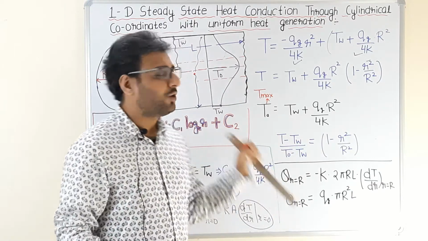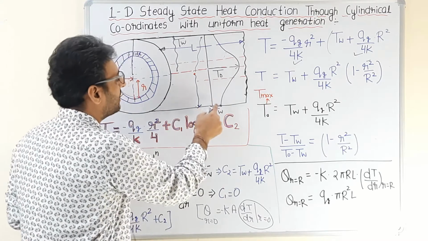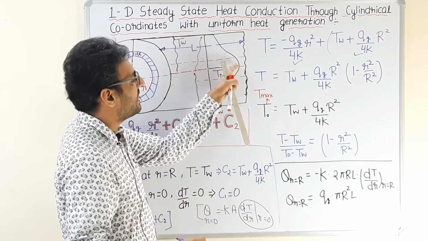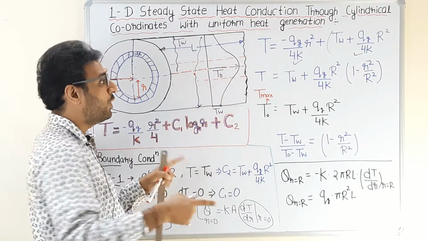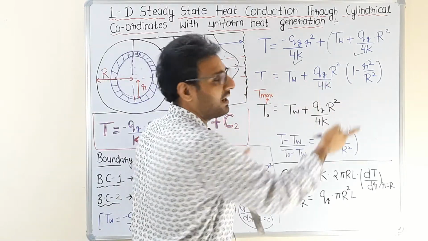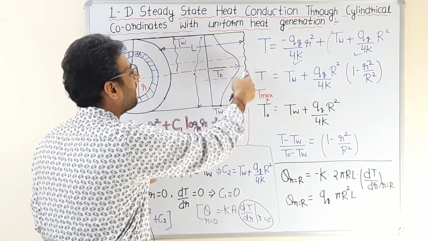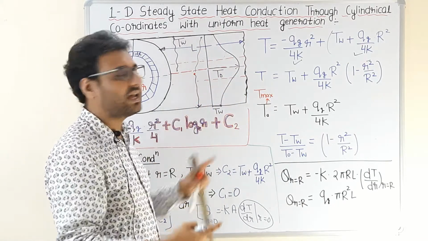Now we can draw the temperature profile. We know the temperature at the surface, we know the temperature at the center is maximum, and we know the variation of the temperature is parabolic in nature. So from this information we can draw the temperature distribution along the radius like this.